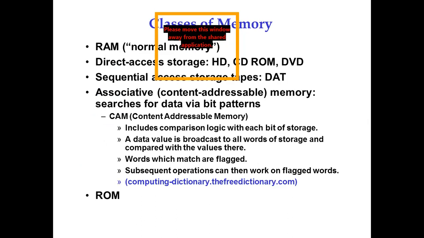Now, different classes of memory. First is the RAM, the normal random access memory we use in the computer. This is the basic class of memory. We always start from the random access memory, because the data transfer takes place from CPU to memory and vice versa.